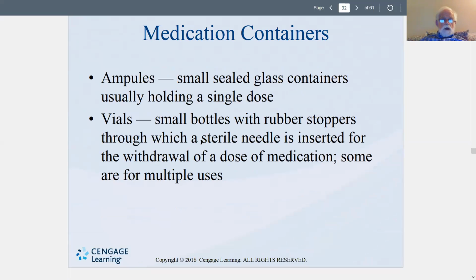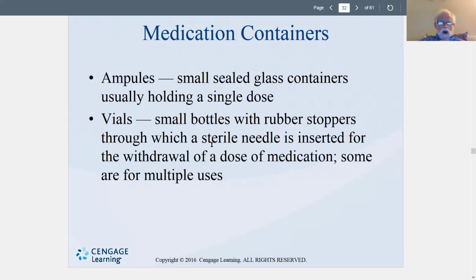We have ampules, which are sealed glass containers. They either hold a single dose or they're just for a single use, and they range in size from, I think, about a half a cc up to 60 cc's, depending on what they're being used for. Vials are bottles with rubber stoppers. You saw that in your injection class. We had vials of sterile water and sterile normal saline for the material you were injecting into your fellow students.